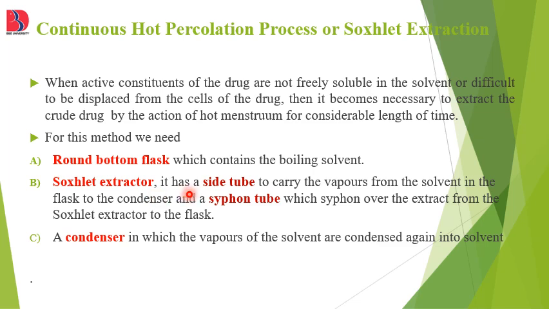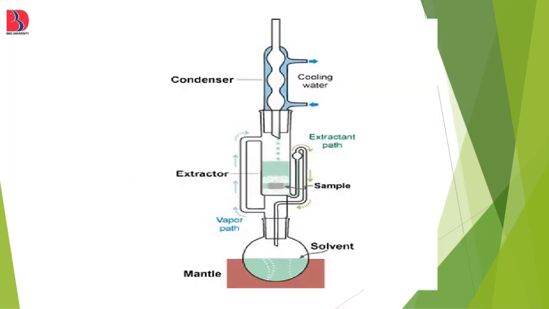Now the Soxhlet extractor has two tubes. One is a side tube, and this side tube carries the vapors from the solvent in the flask to the condenser, and there is a very thin siphon tube which siphons over, meaning it transfers the extract from the Soxhlet extractor to the flask. Finally, there is a condenser in which the vapors of the solvent are condensed again into solvent. We can clearly understand this by this picture.